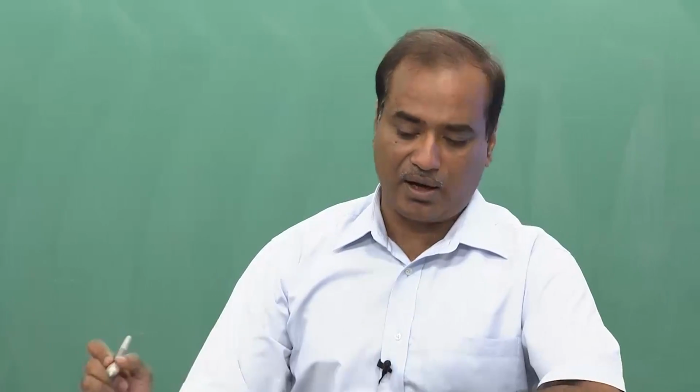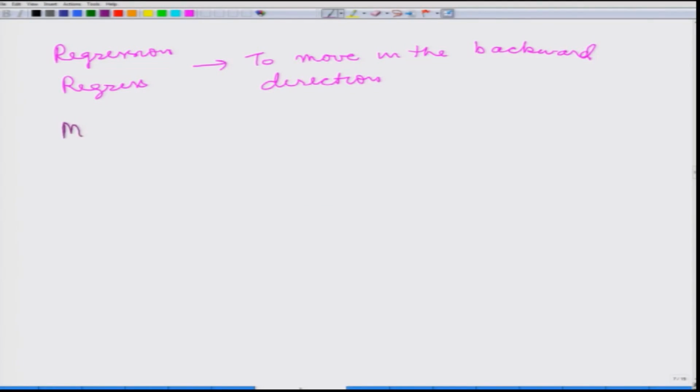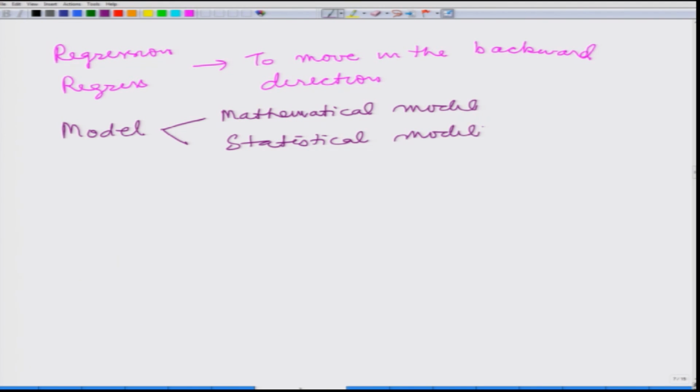Now if I come to another aspect, say about models, there can be two types of model. One is the mathematical model, and the other is the statistical model. Well, what is the difference between the two? One important difference between the mathematical model and the statistical model is that mathematical models are usually exact in nature.